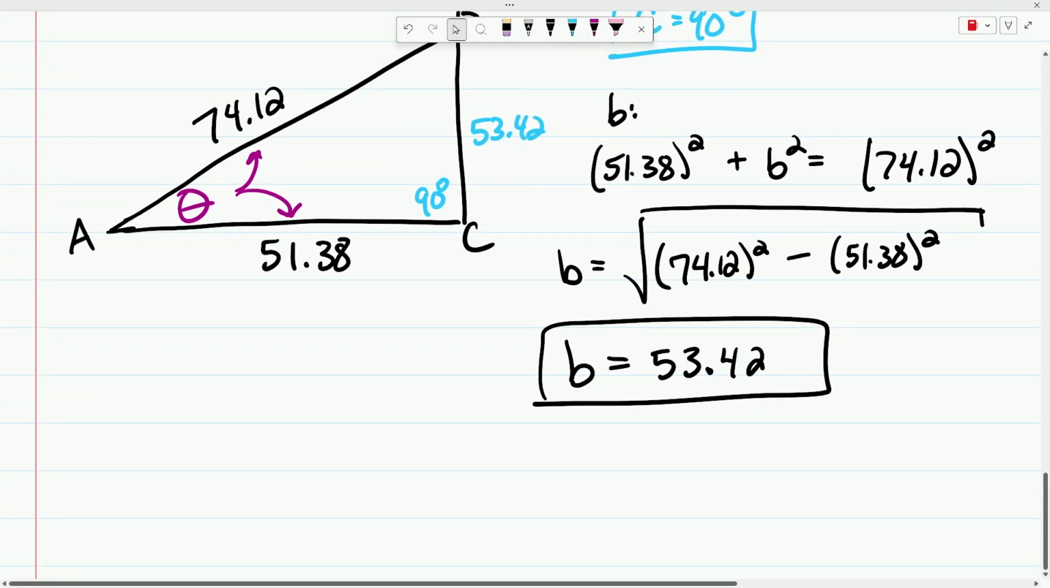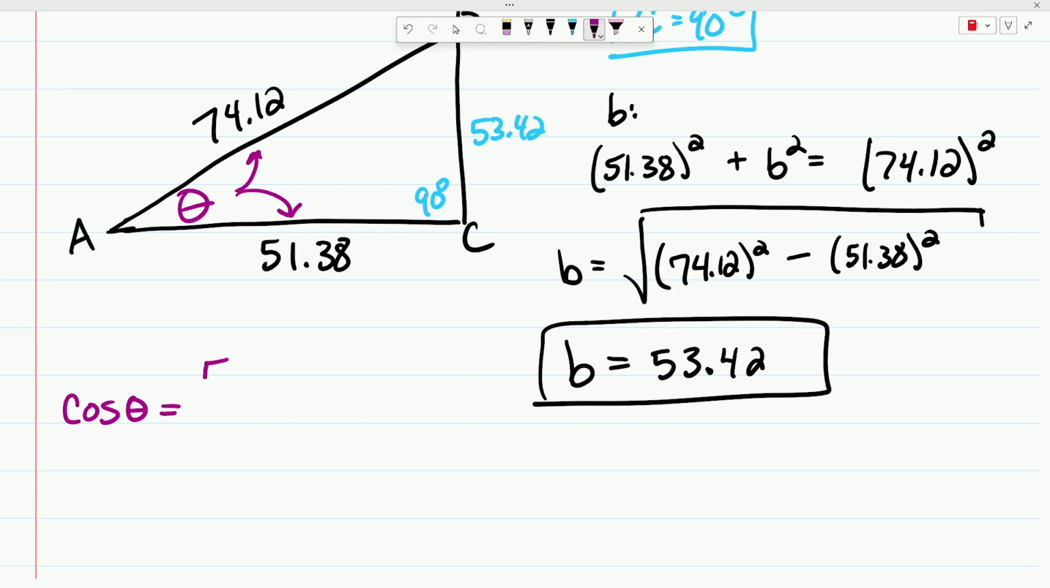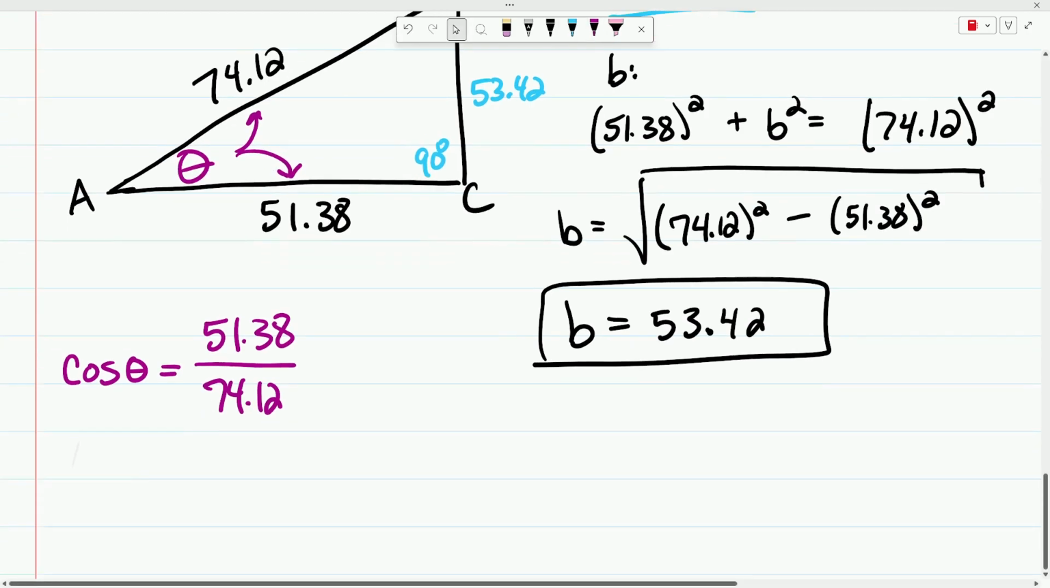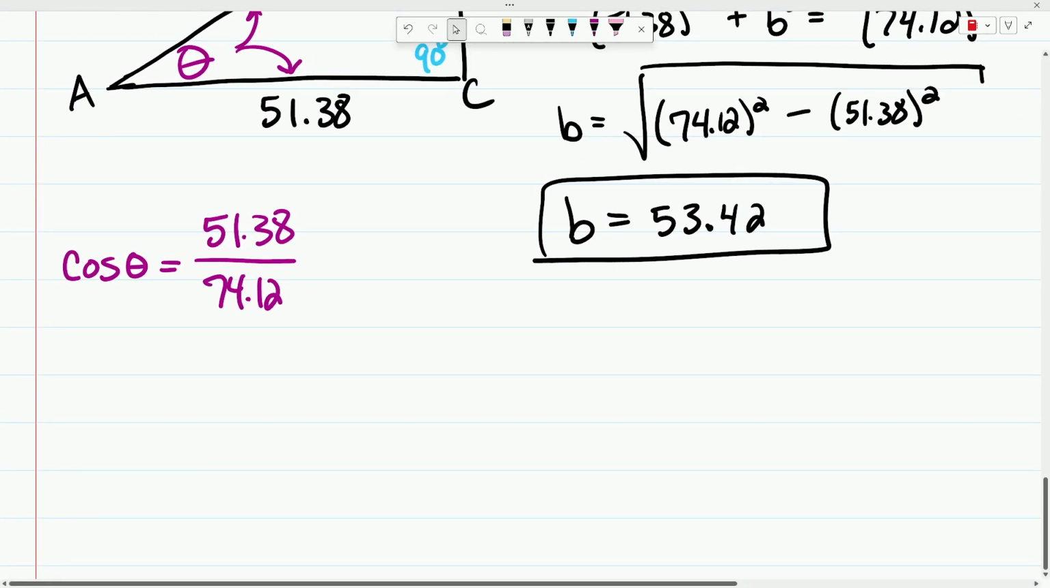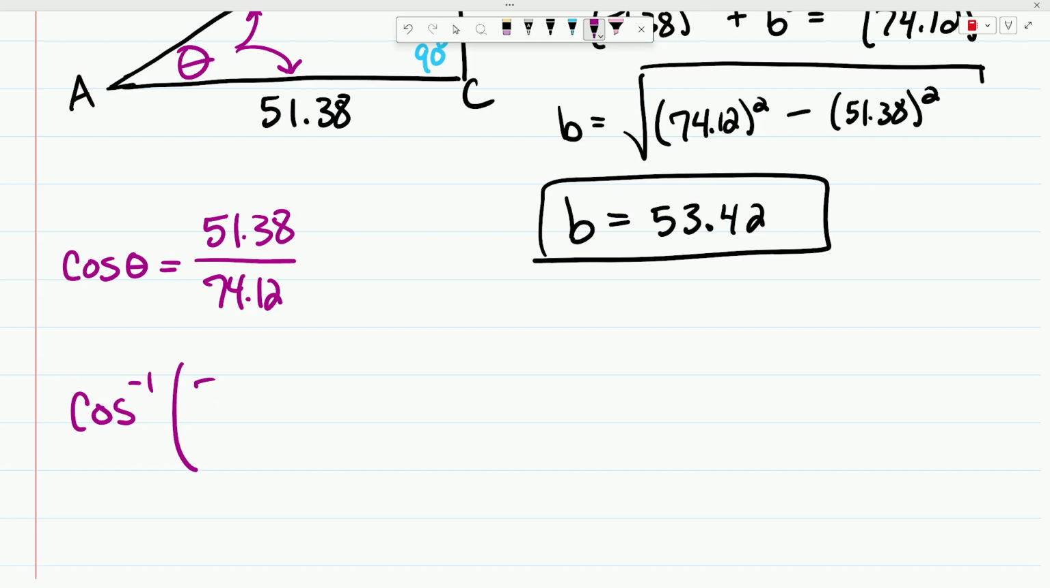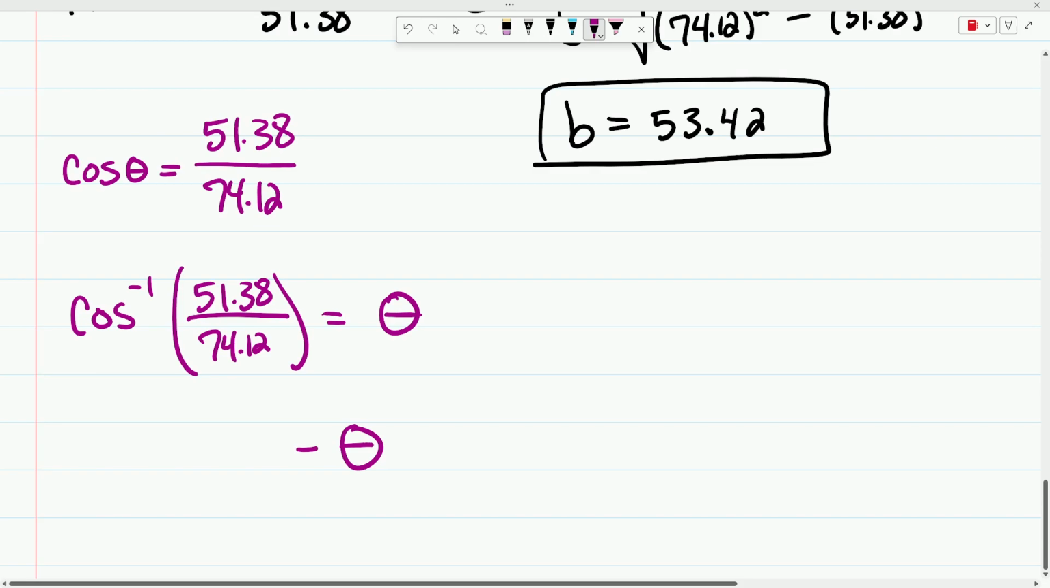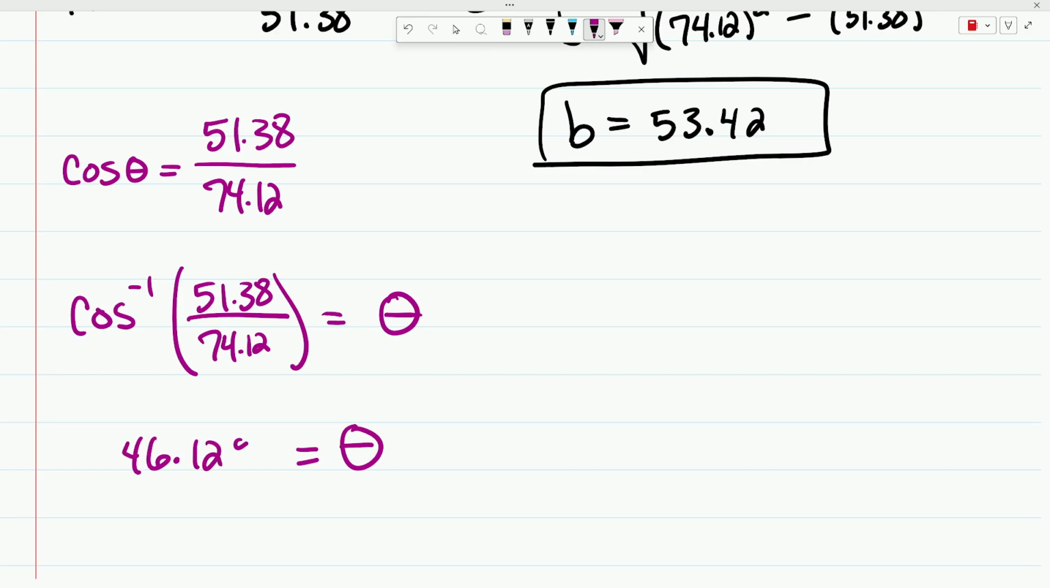So if you think about that, that is adjacent over hypotenuse. That is cosine. So cosine of theta is going to equal adjacent 51.38 over 74.12. Now, remember, to find an angle, you use the inverse trig functions. So cosine inverse of 51.38 over 74.12 is going to equal theta. So theta equals, and I'm going to do this off screen on my calculator, I came up with 46.12 degrees.